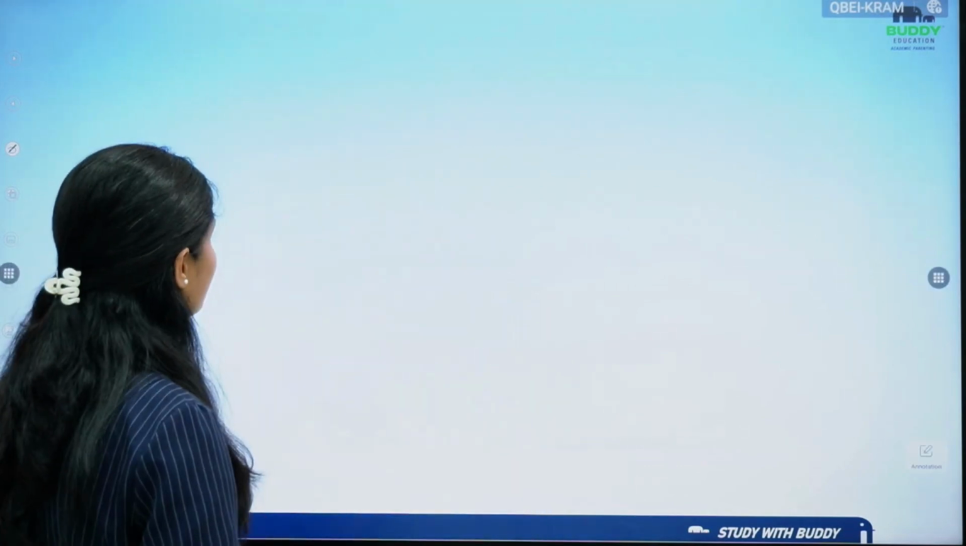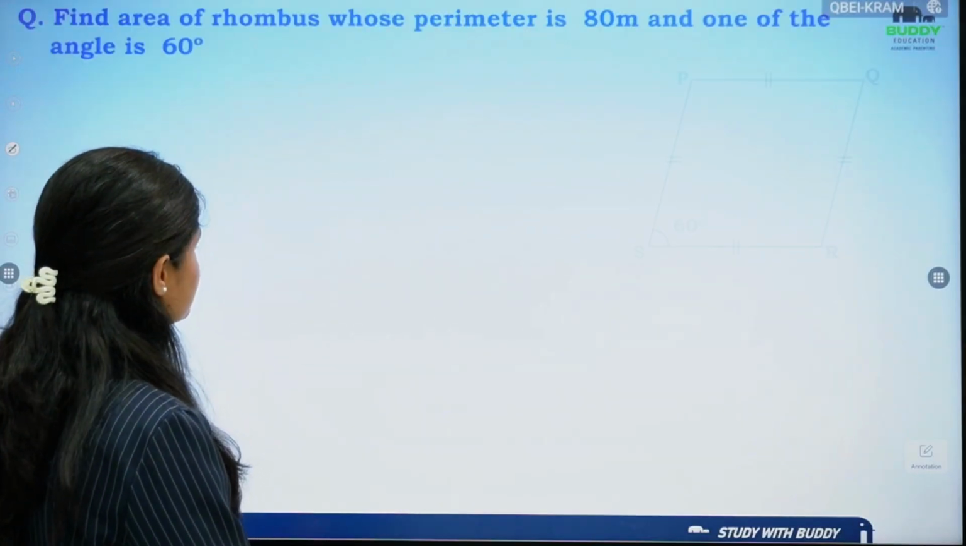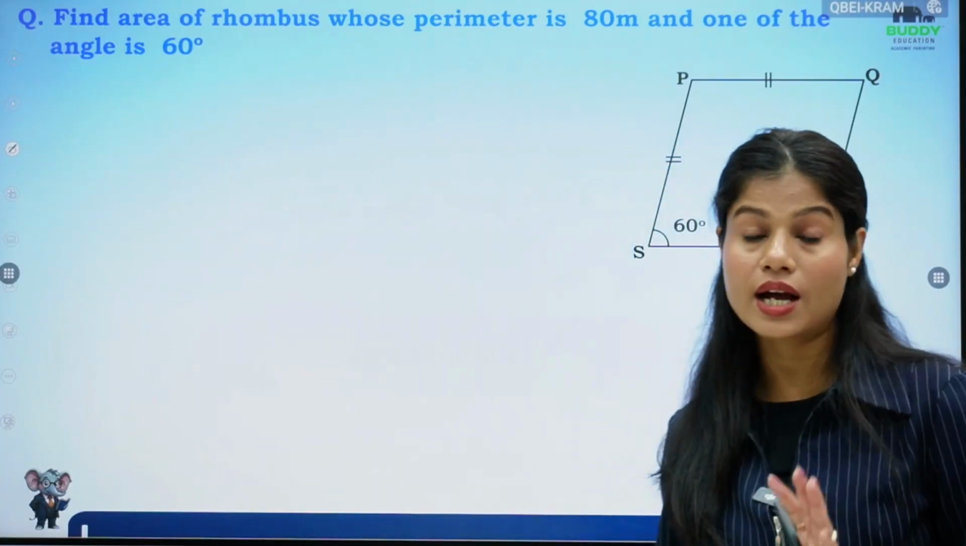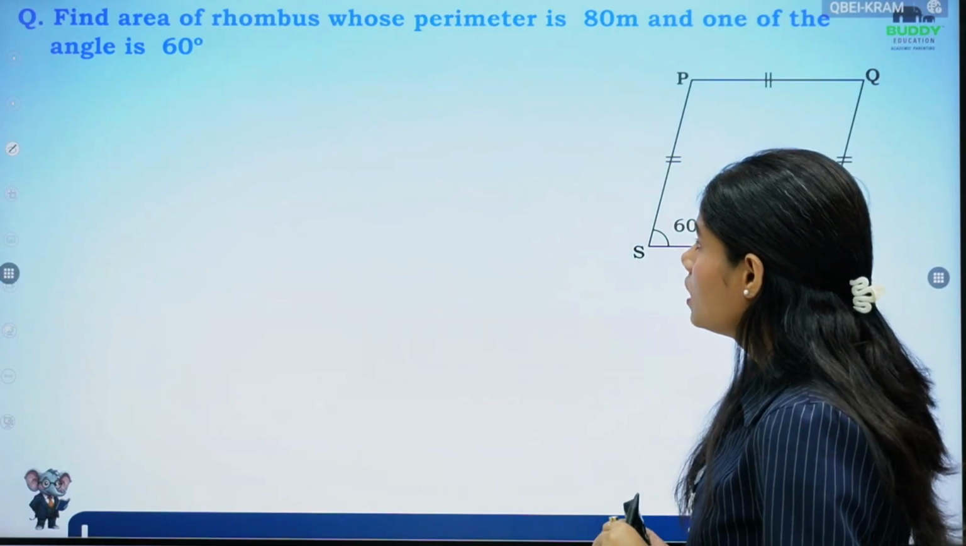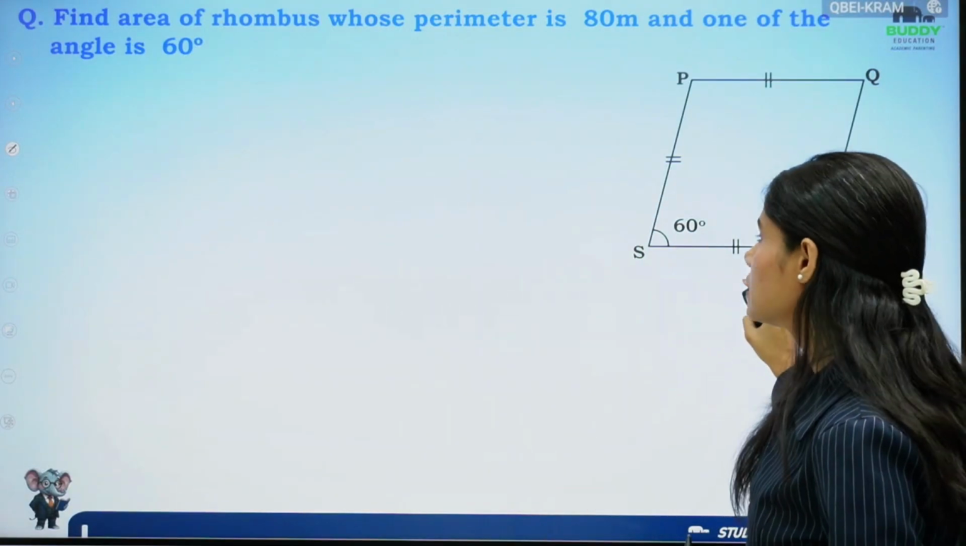Now it's time to solve our next question, which is again a different one, a very good question, again on rhombus, but this is a little different. How? Now they are saying find the area of the rhombus in which the perimeter is given.